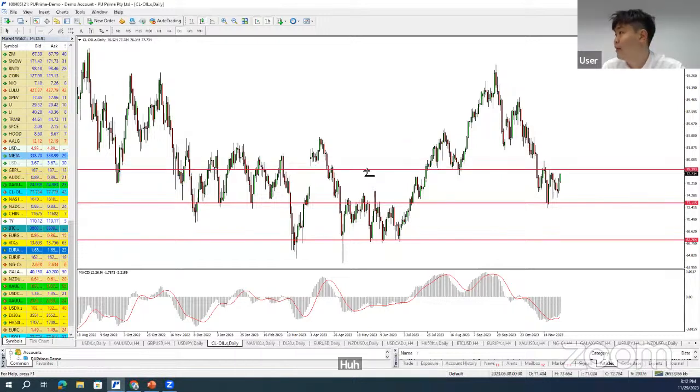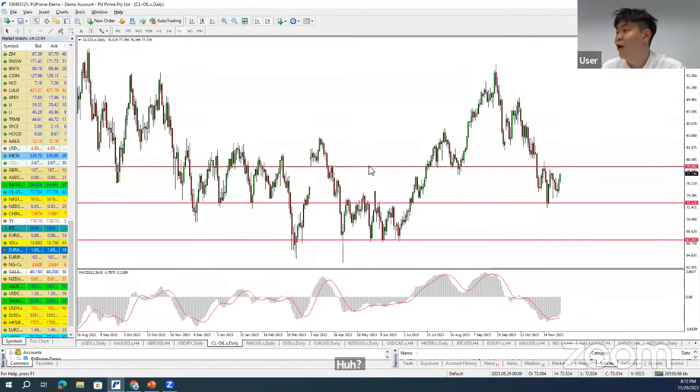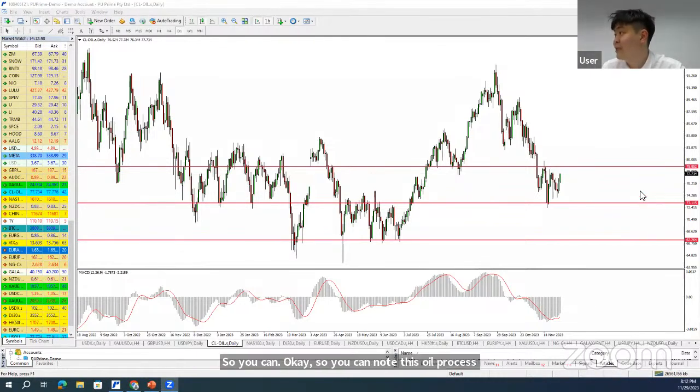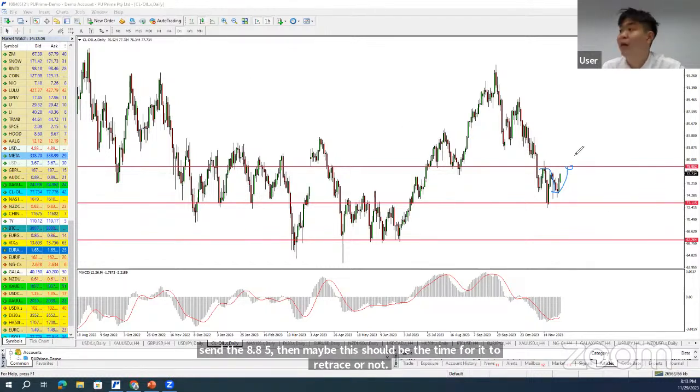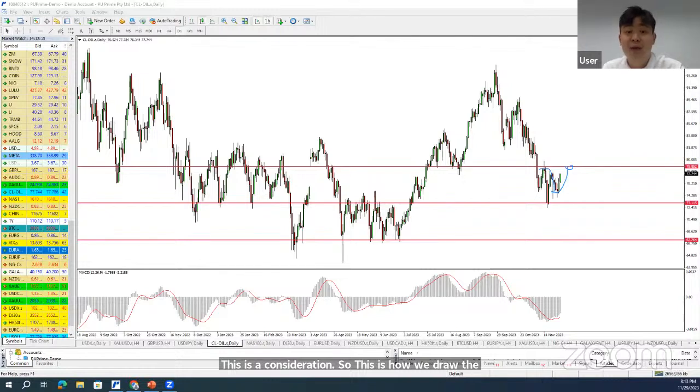So you can look at it. You can notice oil prices are currently testing a very strong resistance level at 78.85. Maybe this should be the time for it to retrace, or not. This is a consideration. So this is how we draw the support and resistance levels, and this is how we do technical analysis. I hope you have a brief understanding of what support and resistance levels are.